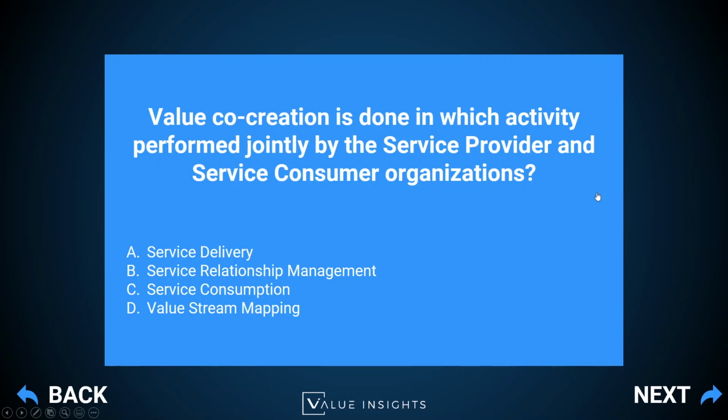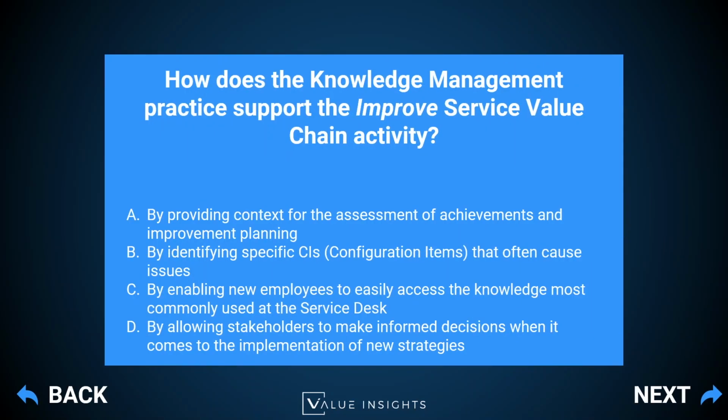And D says a value stream mapping, which is actually just an exercise to understand how value flows through the organization, to understand which applications and services are involved in that and which teams are involved in that, which allows us to create a more agile organization. Question number 6. How does the knowledge management practice support the improve service value chain activity? And let's give it a good thought and I will be back shortly.